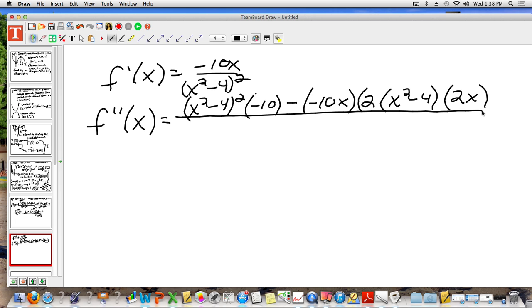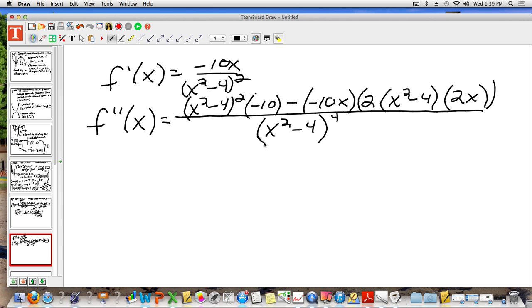You're missing a parenthesis. Yes. Am I missing a parenthesis? Yep, you're right, I am. Okay. All right. And then the bottom is going to be x squared minus 4 to the power of 4. All right, let's clean this up.